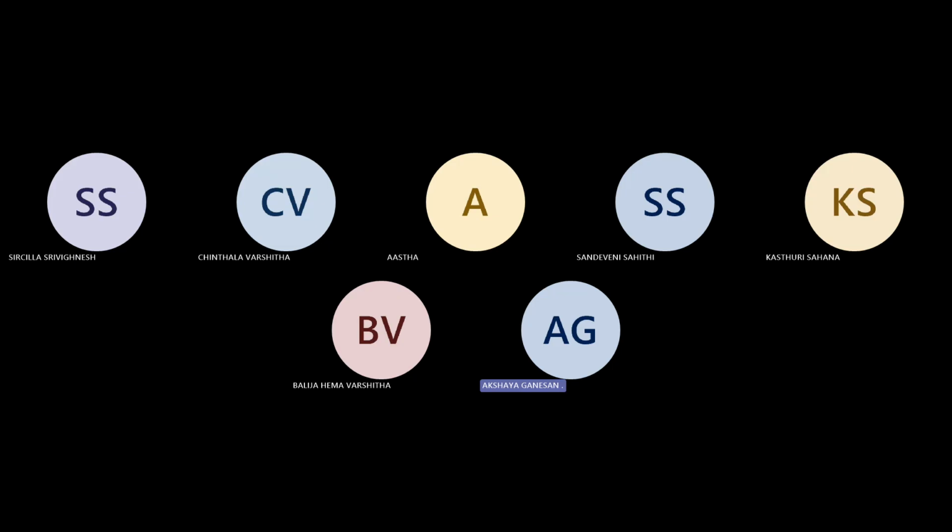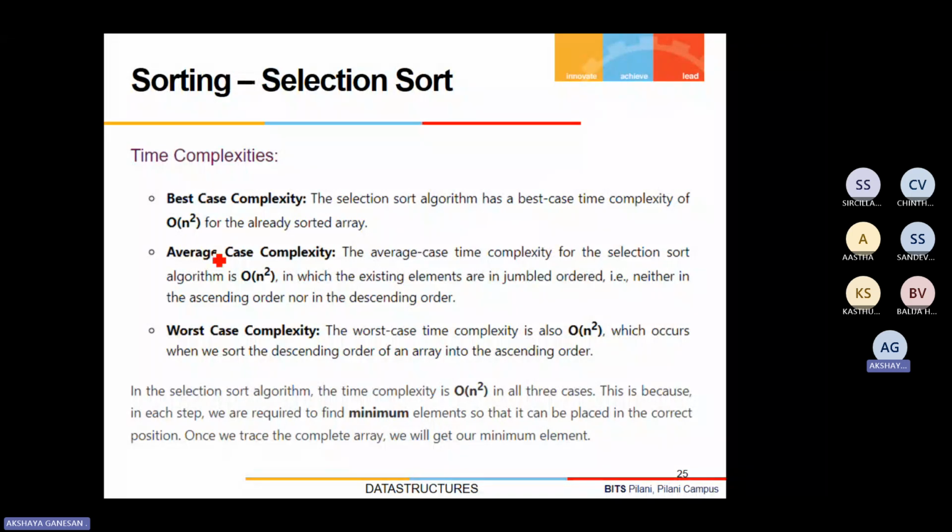Understood? So going back to the PPT. Best case is also order of n squared. Worst case is also order of n squared. Each step we are required to find the minimum element from the entire array and swap it. So we have to go through the entire array every time.